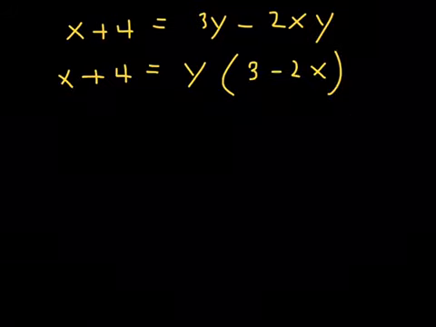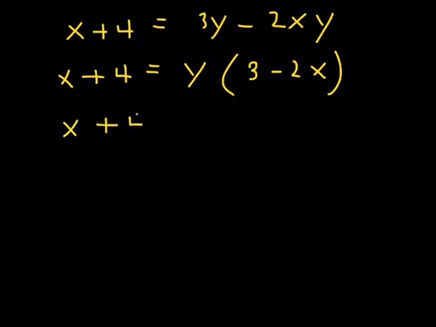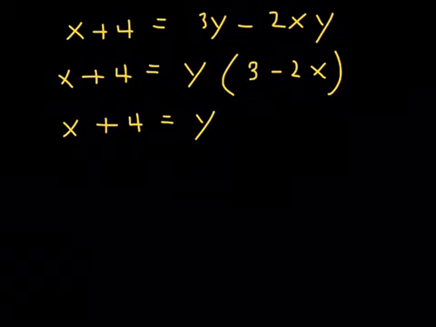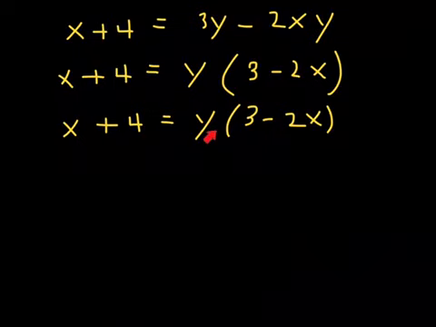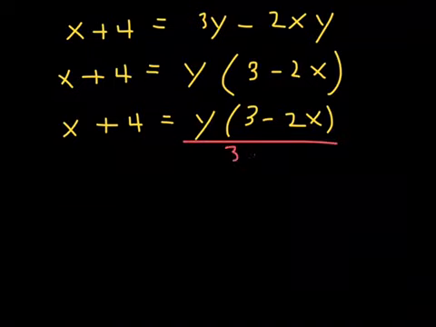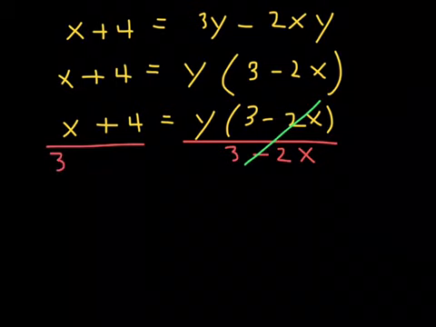Okay? And now, maybe what you would want to do is to divide both sides by 3 minus 2x. After all, division is the opposite of multiplication. And right now, y is being multiplied by 3 minus 2x. So then we should divide both sides by 3 minus 2x, which would get rid of that whole factor there, you know?